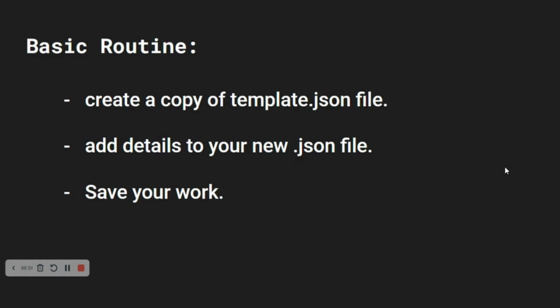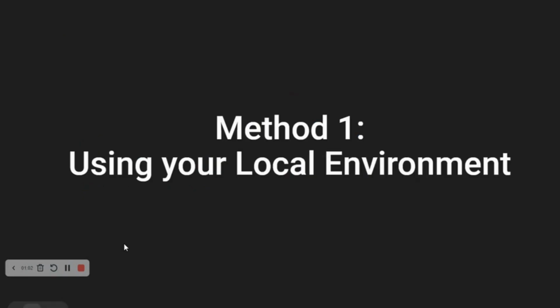The basic routine, in relation to the assignment that you have to accomplish in this lesson, is: create a copy of a file, in this case a file called template.json. The second step is add details to that new JSON file. And finally, you save your work. Create, add details, and save your work. That's the routine. So first, let's explore the first method, using your local environment.